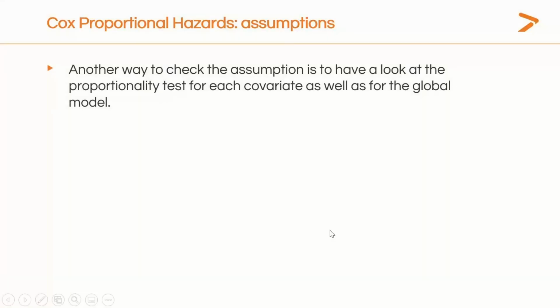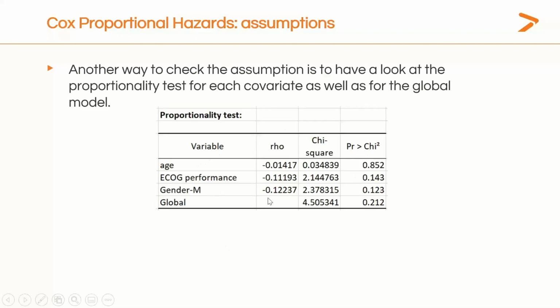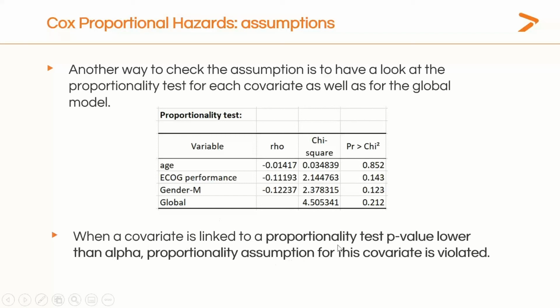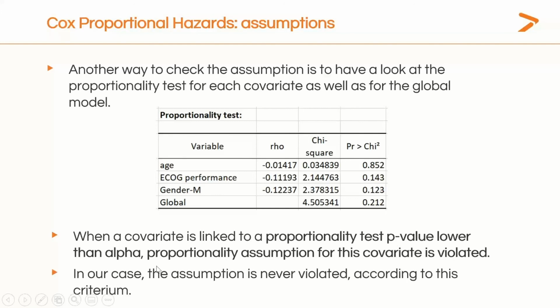Another way to check for this assumption is to have a look at the proportionality test for each covariate as well as for the global model. And this is provided by Exelstat. Looks like this. So each variable and the global model is associated to a proportionality test p-value. When a covariate is linked to a proportionality test p-value lower than alpha, then proportionality assumption for this covariate is violated. If you place alpha at 0.05, the assumption is never violated in our case.